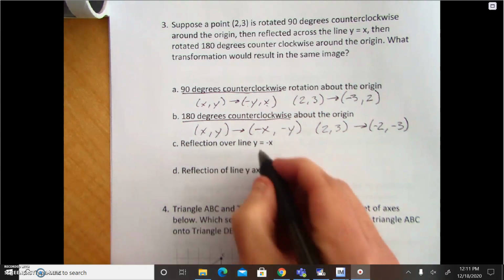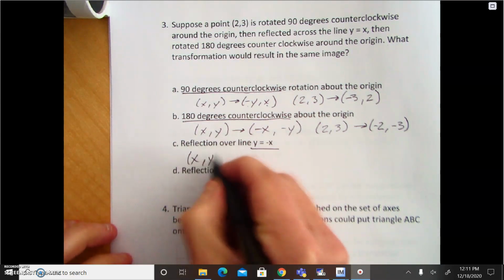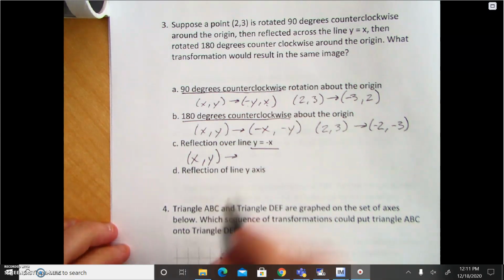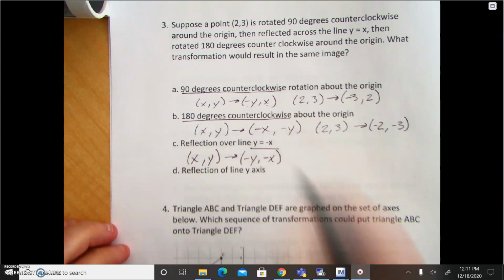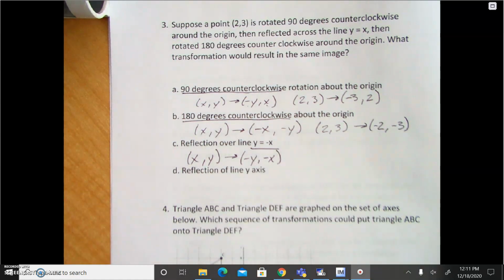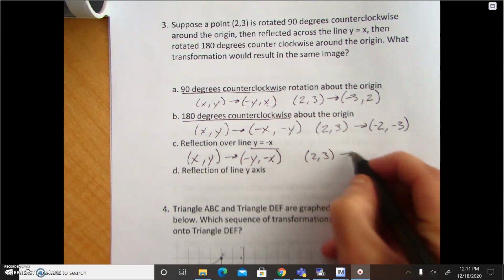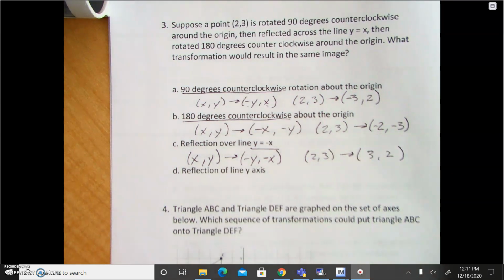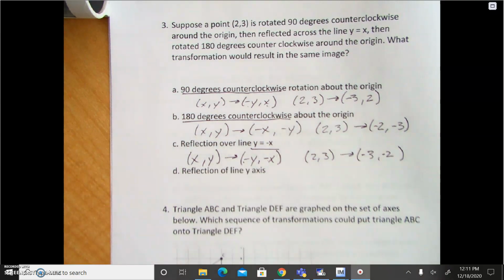Next one, a reflection over the line y equals -x. That goes from (x, y) to (-y, -x). So we are flipping the order and we are taking the opposite. So if it goes from 2, 3, the order needs to change. So 3, 2, but they are both opposite. So it's going to be -3 and -2.